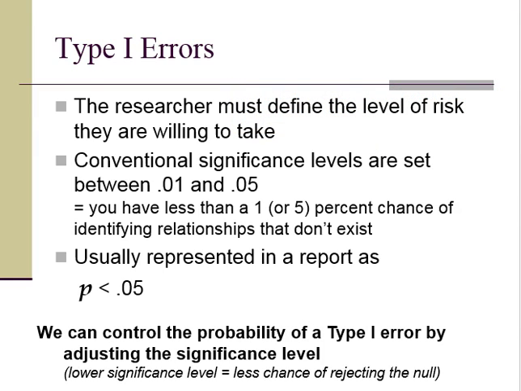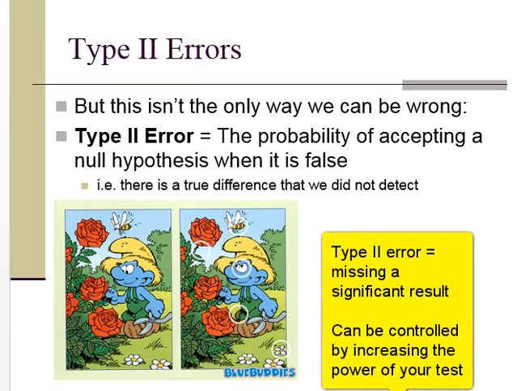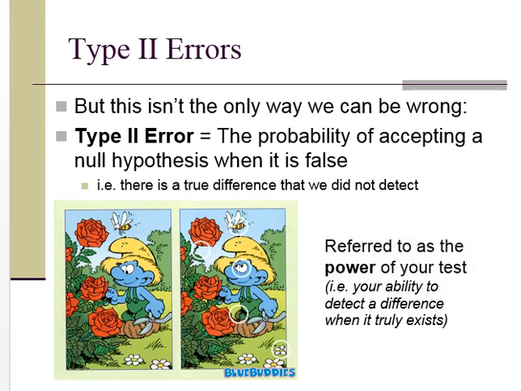Okay, but we're also then potentially making a different type of error, and that's the type 2 error. So type 2 error is when you accept a null hypothesis and you say there isn't a real relationship or a real difference, but there actually is, and you've missed it, right? So you've missed what was interesting that was happening in your data.